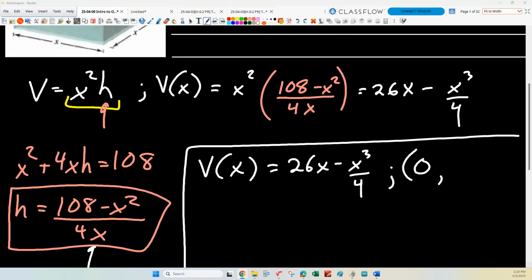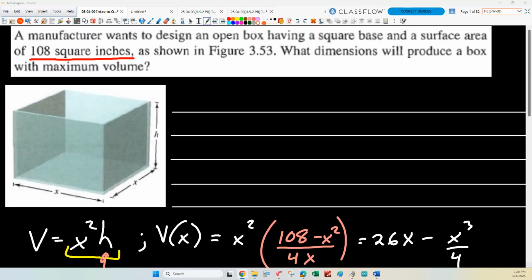Say it again. Well, that would mean approaching infinity, but there's a problem with that, right? Because I only have 108 square inches. So how could the base be infinite? There's going to be some place where we can't go and the base can't get any bigger, x can't get any bigger, because we're constrained by the amount of material.